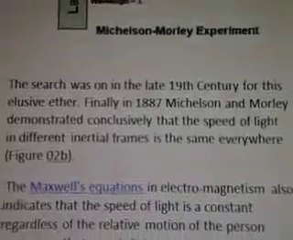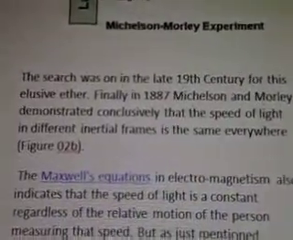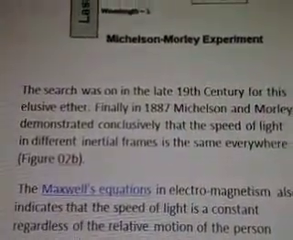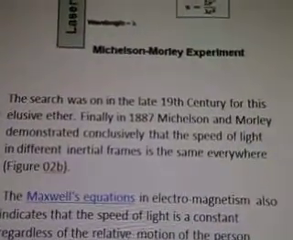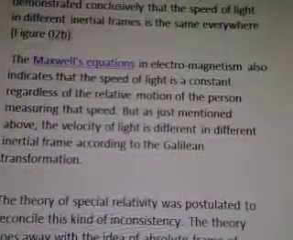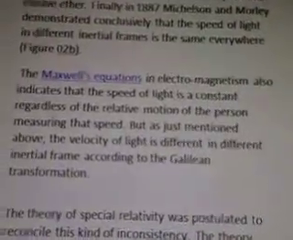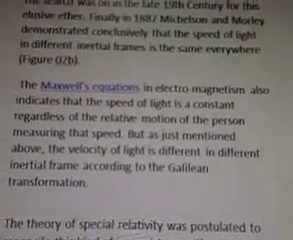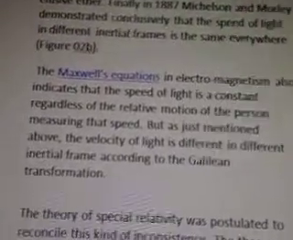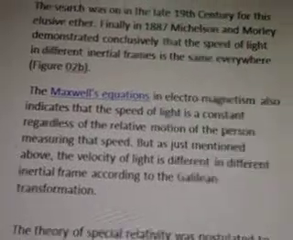The search was on in the late 19th century for this elusive ether. Finally, in 1887, Michelson and Morley demonstrated conclusively that the speed of light is the same everywhere, even in different inertial frames. Maxwell's equations in electromagnetism also indicate that the speed of light is a constant regardless of the relative motion of the person measuring that speed.